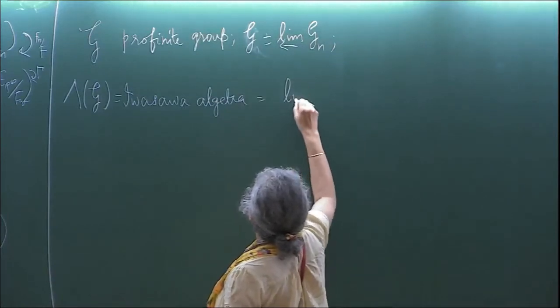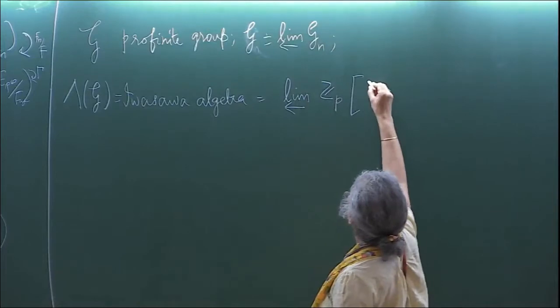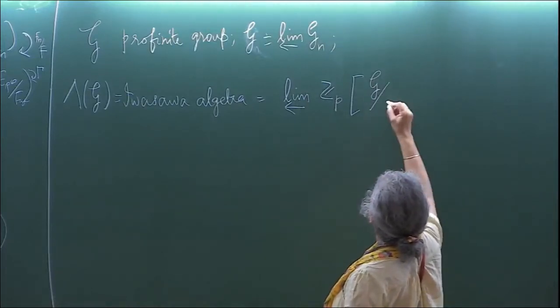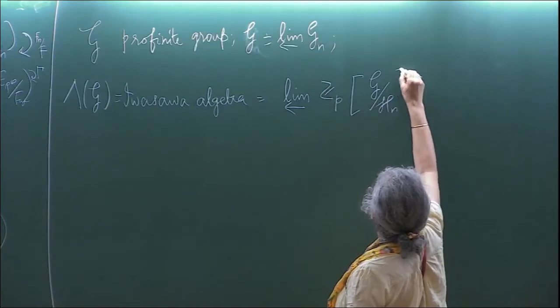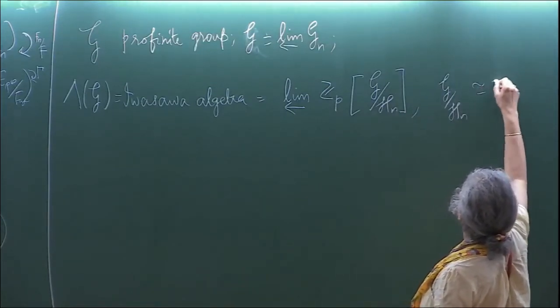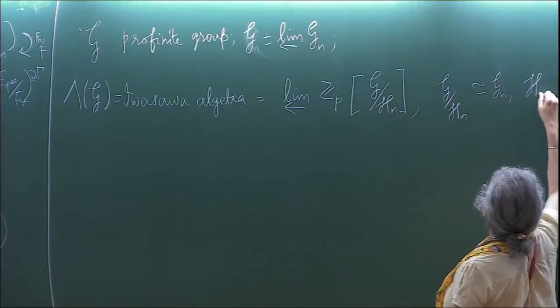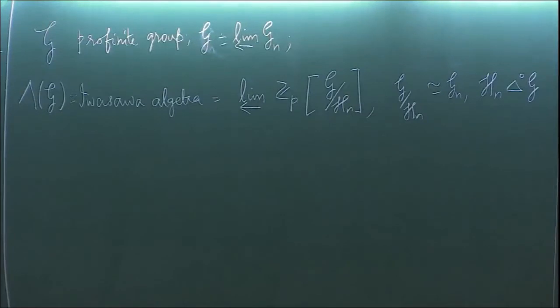This is defined to be the inverse limit over these group rings Zp[G/Hn], where G/Hn is isomorphic to Gn, and the Hn are open normal subgroups in G. So these are actual group rings, and then you take the inverse limit with respect to the natural maps. And then you get a completed group ring, which is now a very nice object.